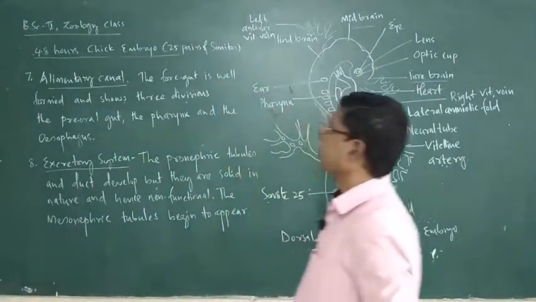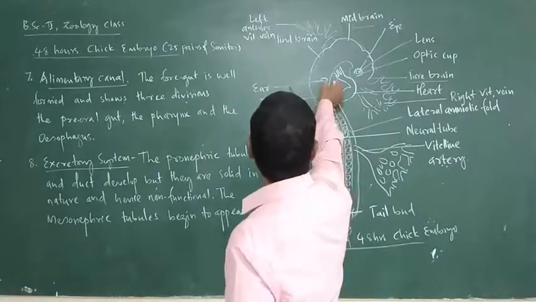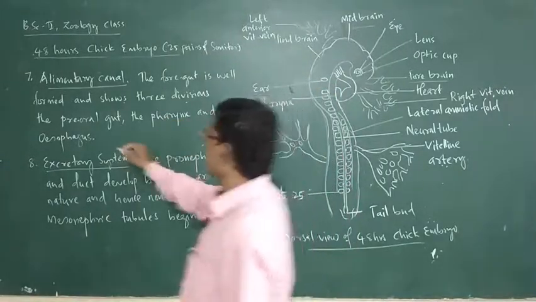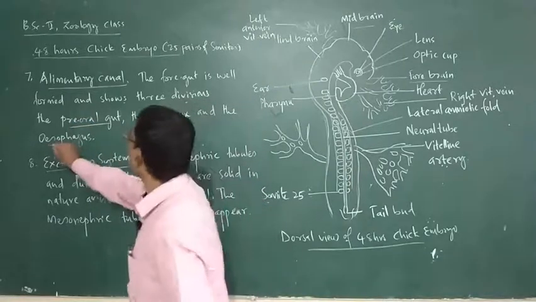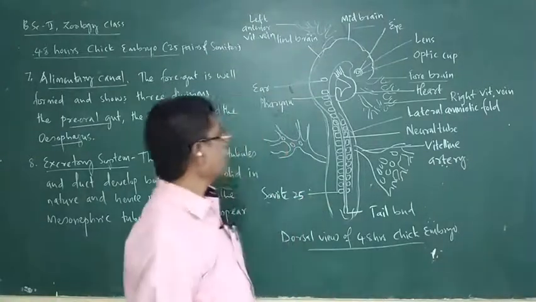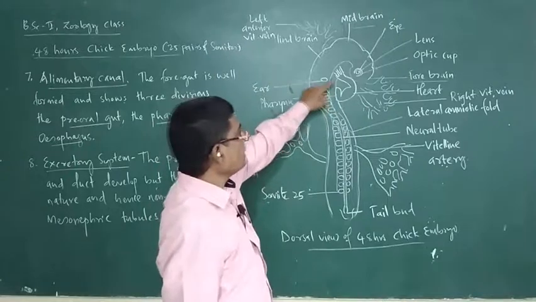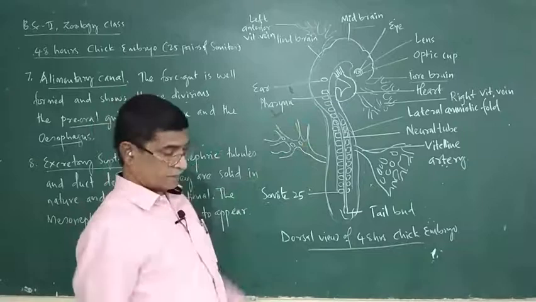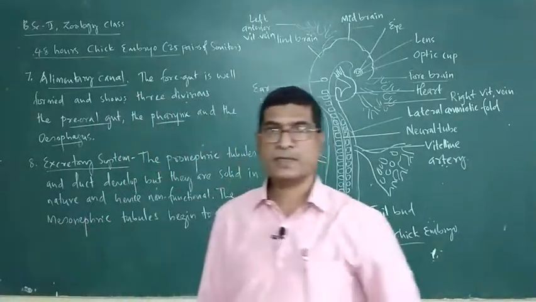Okay, the alimentary canal. The foregut is well formed here and shows three divisions: the premoral gut, pharynx, and esophagus. So three divisions can be seen here, but not clearly shown. The foregut, then the pharynx and esophagus are developed at this level.